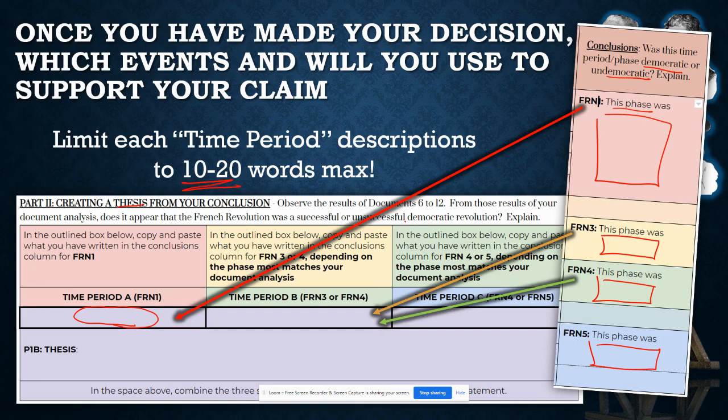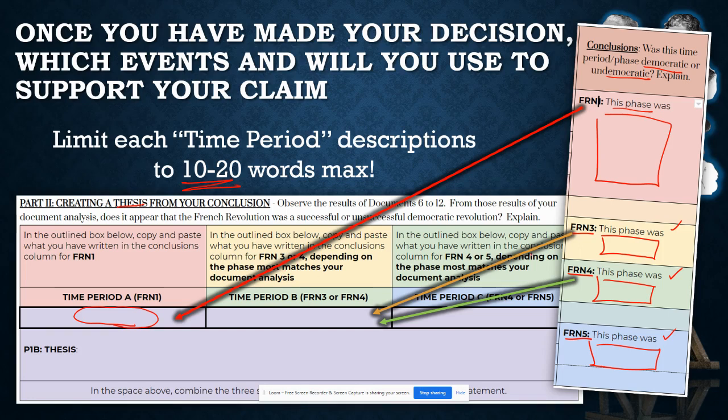Then from there, you've got some decisions to make because you're going to decide and discuss at least two of the three following time periods, whether it is going to be during the time of the National Assembly, during Robespierre's reign, or Napoleon. So you're going to select two of the three, whatever best supports what you think your argument is going to be. So do take a look at whether or not you thought the French Revolution was successful in these phases to determine one or the other.